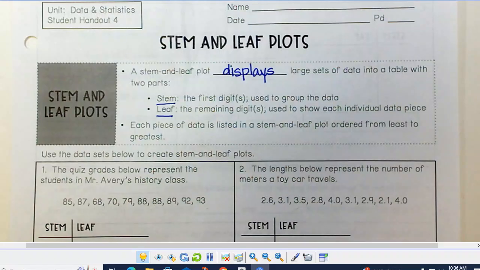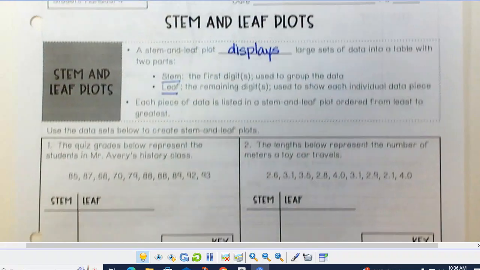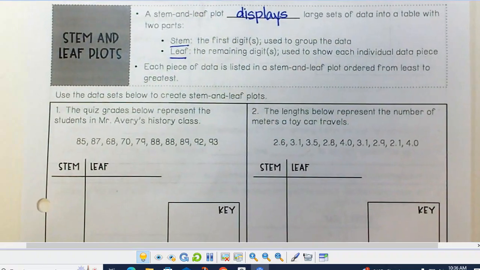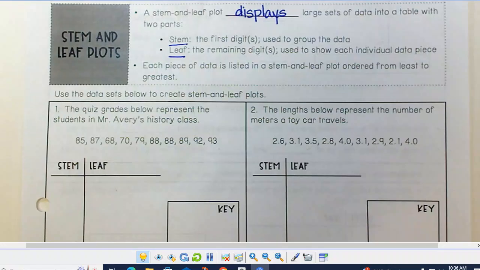All right, so it's probably easiest just to get into this and start showing you what exactly I mean by the stem and the leaf. All right, number 1, the quiz grades below represent the students in Mr. Avery's history class, and we have 85, 87, 68, 70, 79, 88, 88, 89, 92, and 93 for the quiz grades.